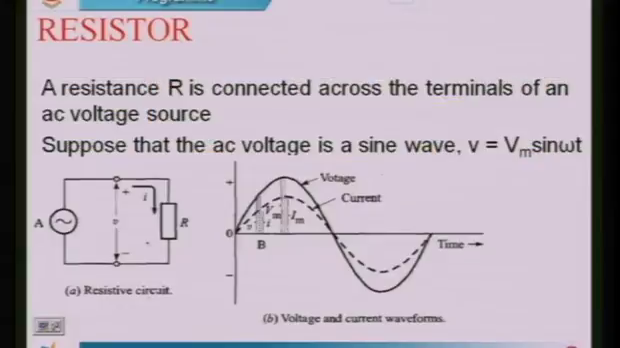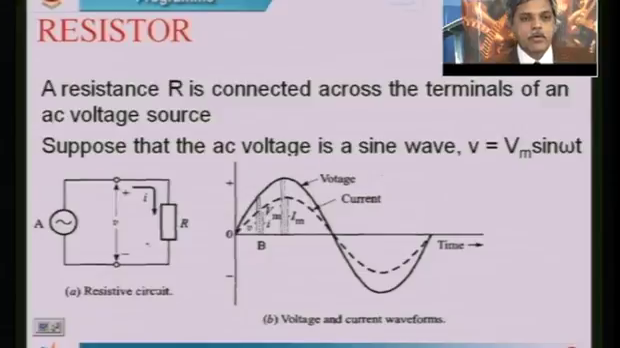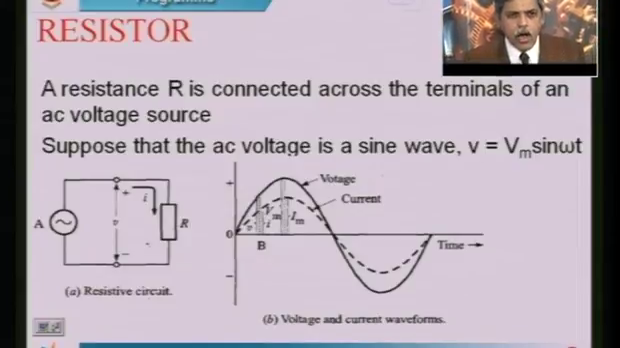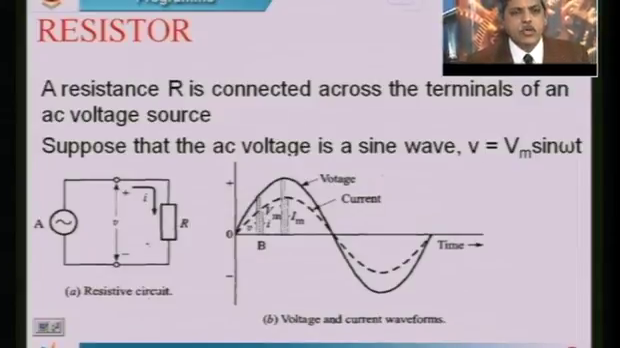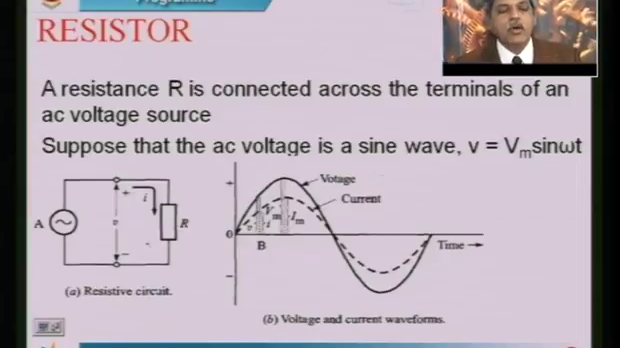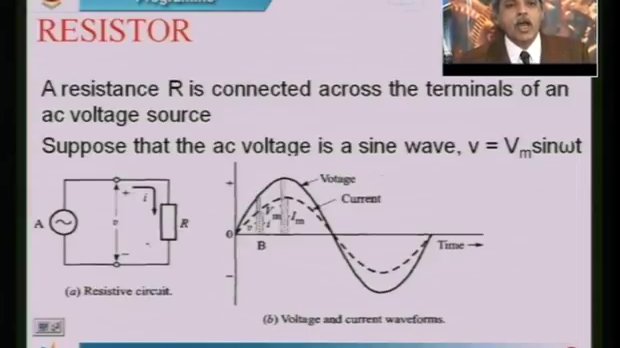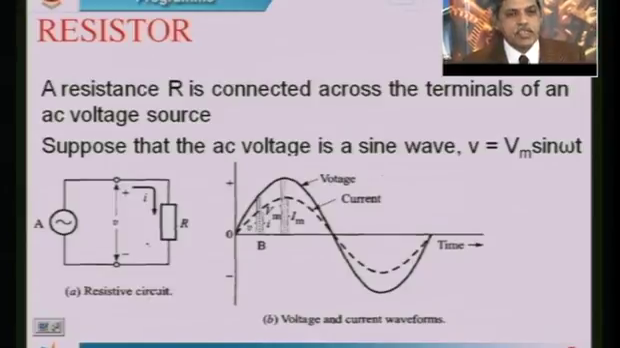The resistor R is connected across the terminals of an AC voltage source, as I have shown in the slide here. The A is the voltage source, R is a resistance. So, this will give you a current I flowing through the resistance. Now, the voltage applied across the resistor R will be V.